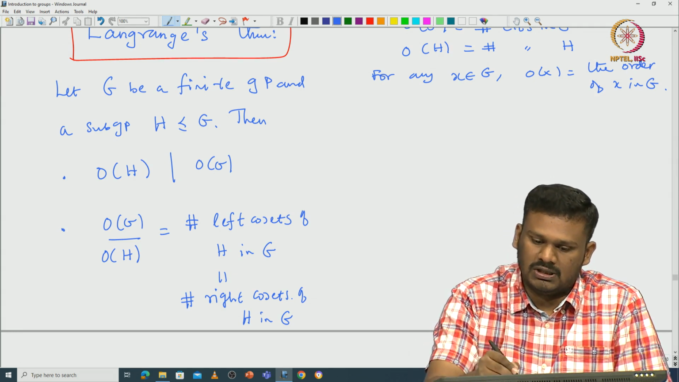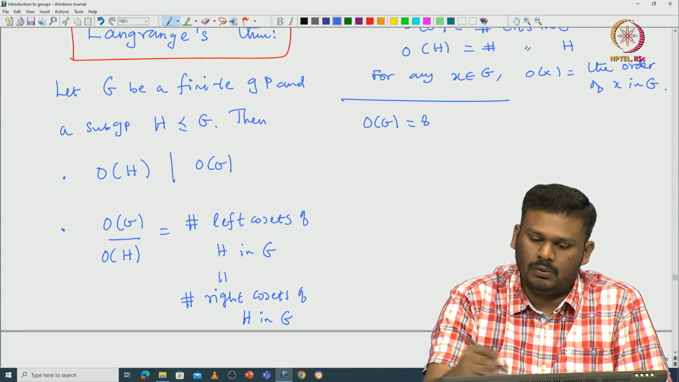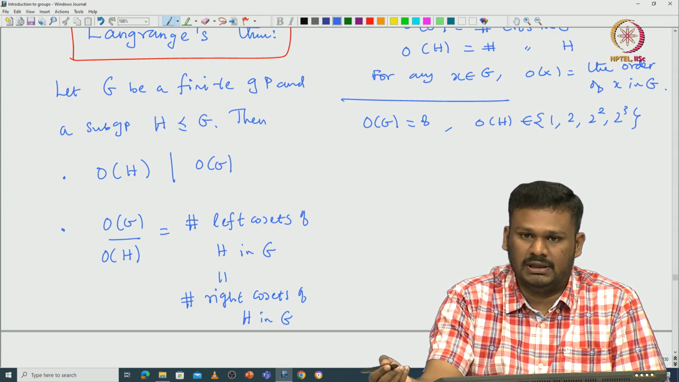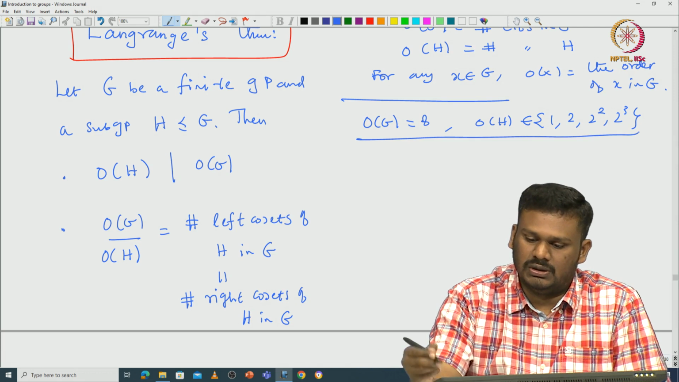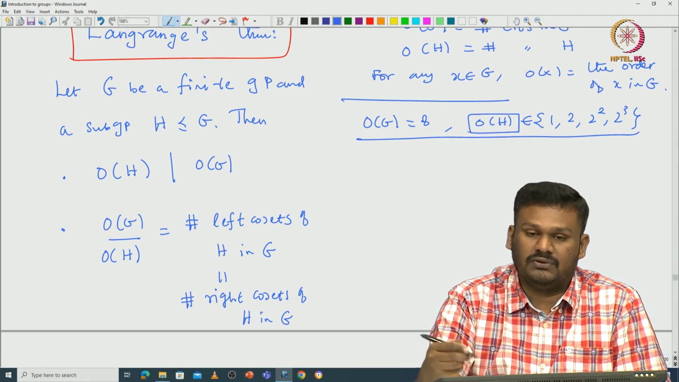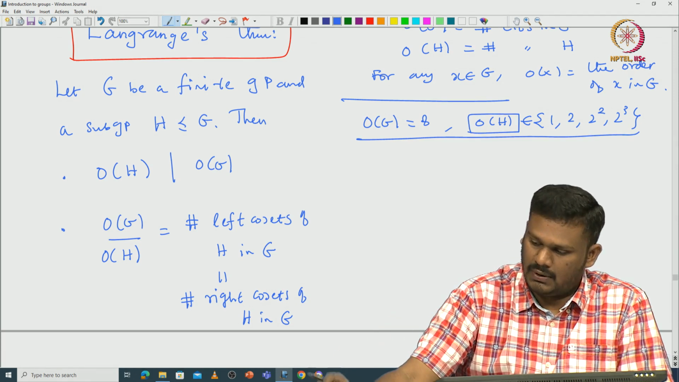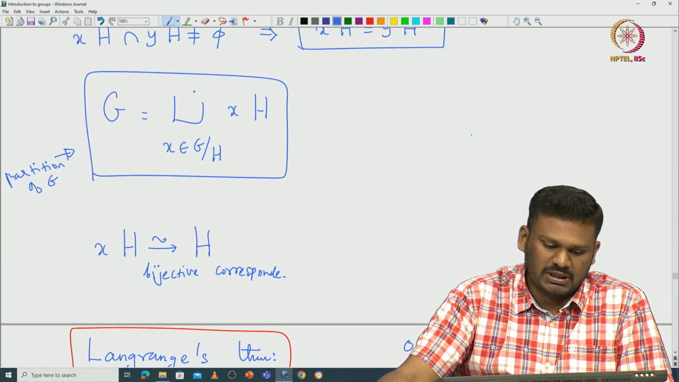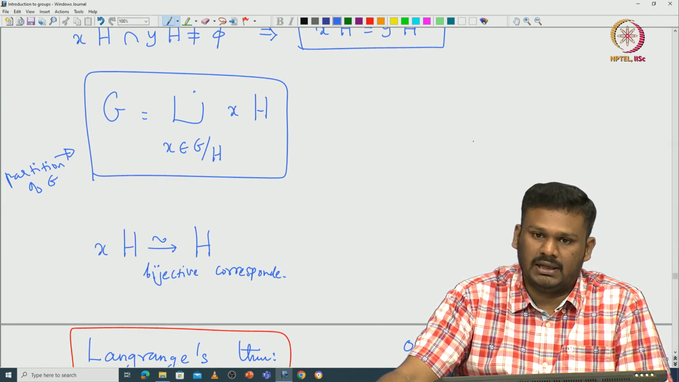So, as an immediate corollary, if the group has order 8, then the possibilities for the order of H must be 1, 2, 2 square or 2 cube. These are the only possibilities that we have. So, this already gives lots of restriction for the subgroups. Let us see how one can prove this. From our earlier proposition, it is clear that G can be written as a disjoint union of the left cosets.